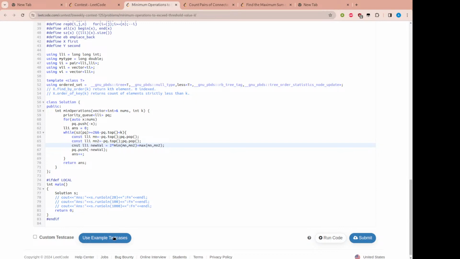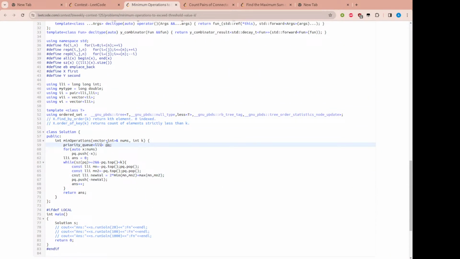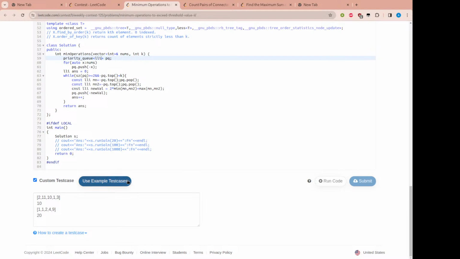There are other ways to create a min queue, a minimum priority queue, as well. Here you can pass the greater<int> function, I believe. That will also work.